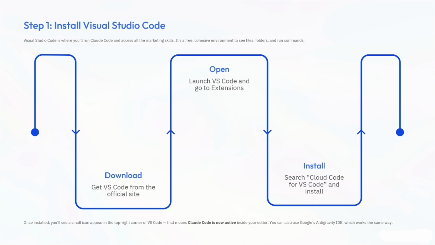Here's what you can do. Go to the official VS Code website and download it. Then search for Claude Code for VS Code in the extension marketplace and install it. Once it gets installed, you will see a small icon pop up in the right side corner of your editor. That means Claude Code is now active inside your VS Code.